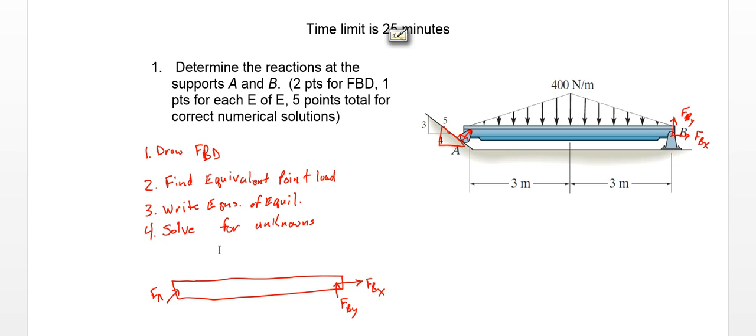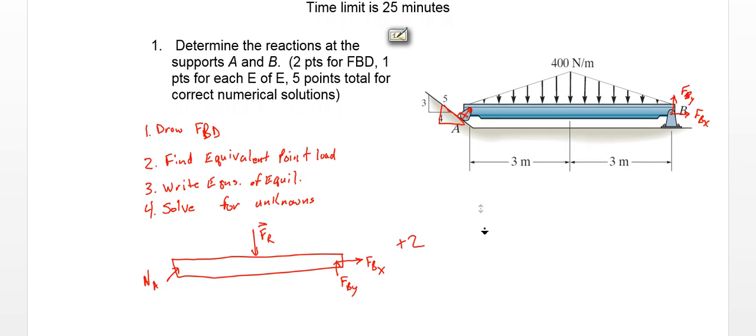I'm going to call that NA, acting normal to this 3-4-5 direction. And then we have a resultant force here, FR, that's the result of our distributed load. So there's our free body diagram. We get 2 points for that.